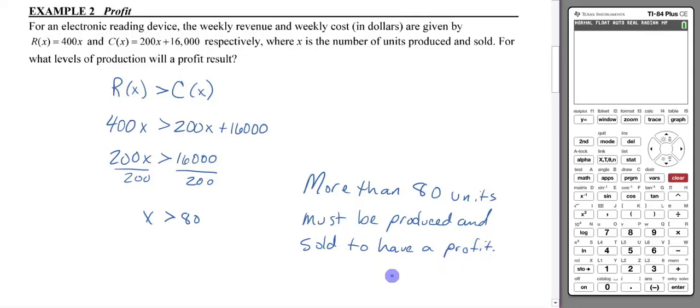It would not be correct to say that we have to produce and sell at least 80 units. If we said at least 80 units, that means 80 units or more. In fact, 80 units will not give us a profit. 80 units is the break even for this example.